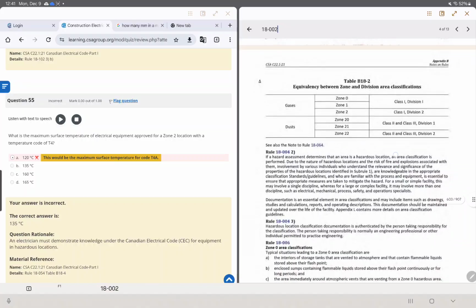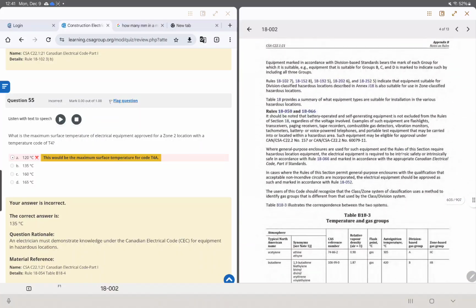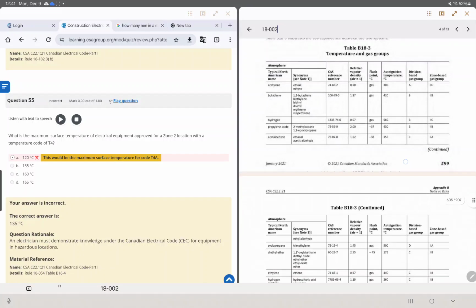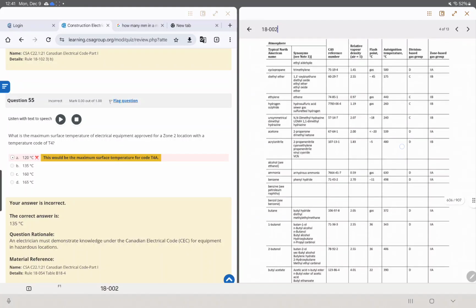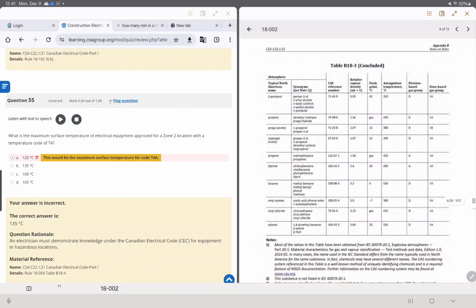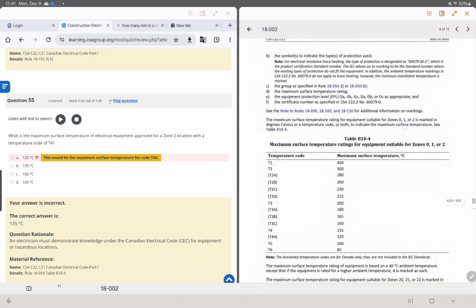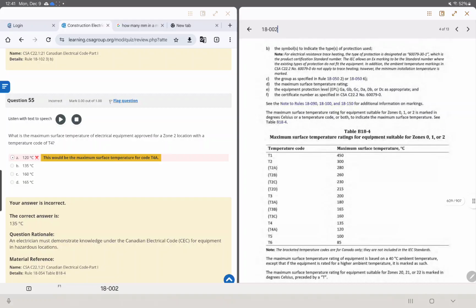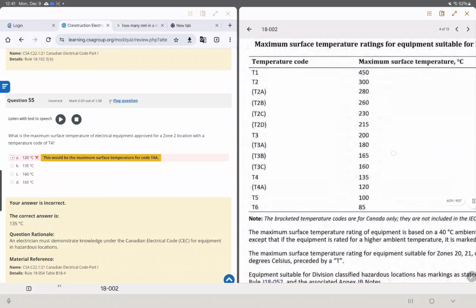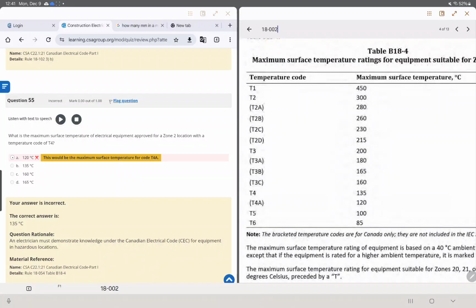Gases and dusts. No. Temperature and gas groups. No, it's past this. Okay, maximum surface temp. All right, here we are. So they want to know the maximum surface temp of electrical equipment approved for a zone 2 location with a temperature code of T4. So here we have T4 and it says maximum surface temp is 135 degrees.